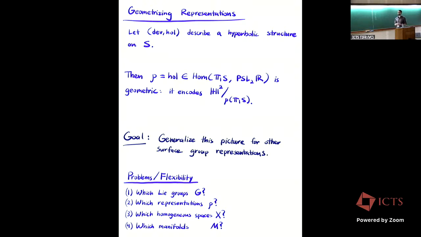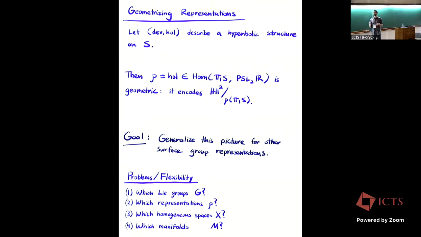You need to choose what kind of representation you want to geometrize, because maybe an arbitrary representation can't be the holonomy, right, if it's not even discrete and faithful. You need to choose what kind of homogeneous space X you want to work with. And the most important and subtle question, you need to determine what manifold should carry the geometric structures.